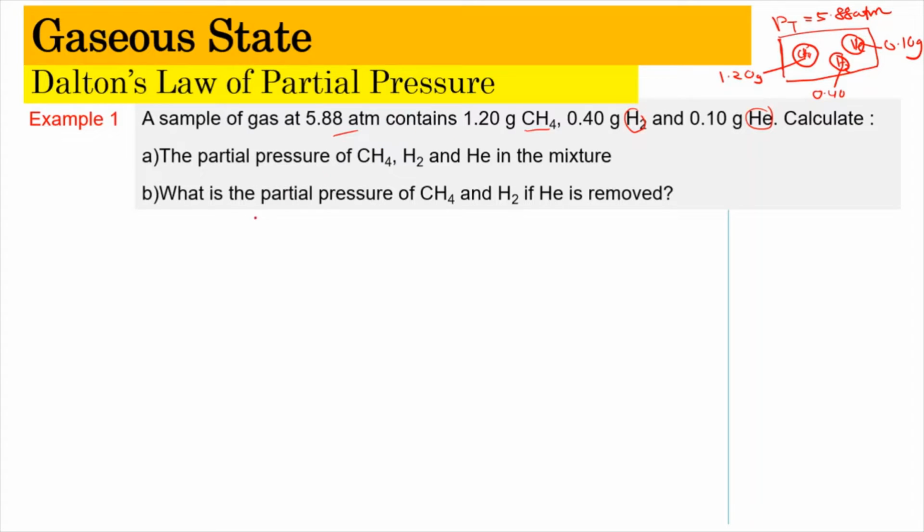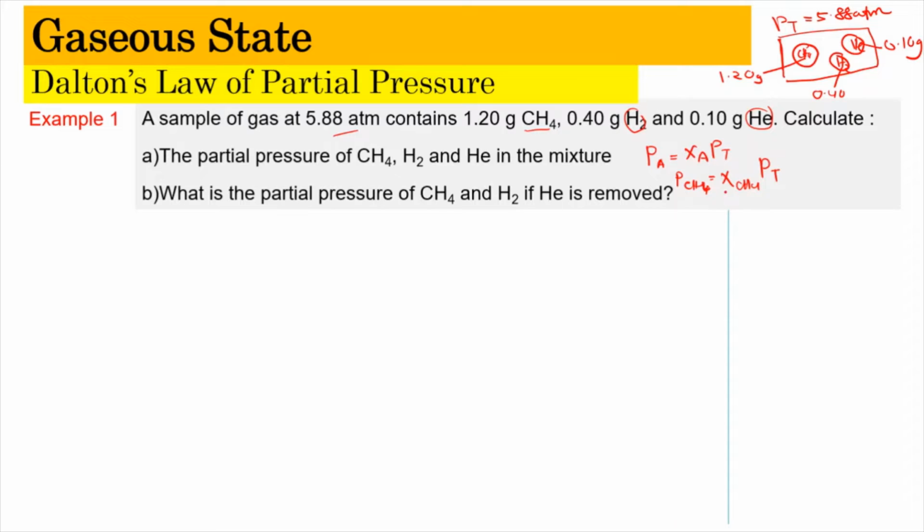And then for question A, we need to find out the partial pressure of each component, which is the CH4, the hydrogen, as well as the helium in the mixture. So in order to do that, we know that PA is equal to XA multiplied by PT, which is our total pressure here. And since we need to specify for the gases that we have, we can do PCH4 is equal to XCH4 multiplied by PT.